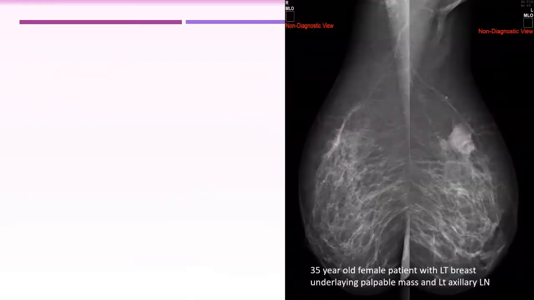Inflammation and infection. Okay, this is a 35-year-old female patient with a left breast underlying palpable mass and left axillary lymph node. So here.